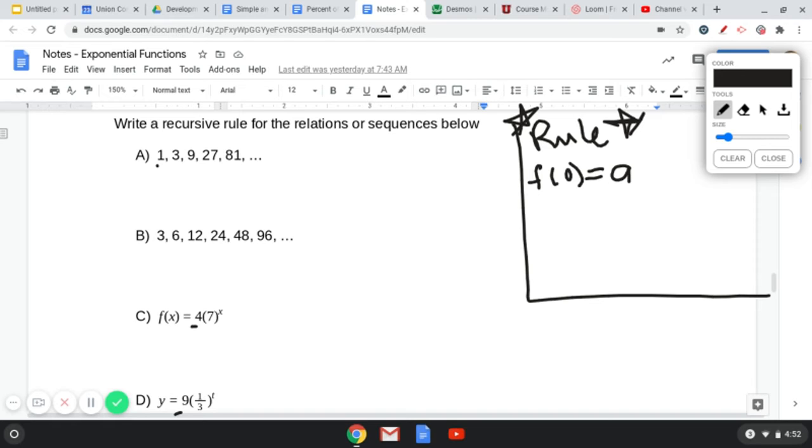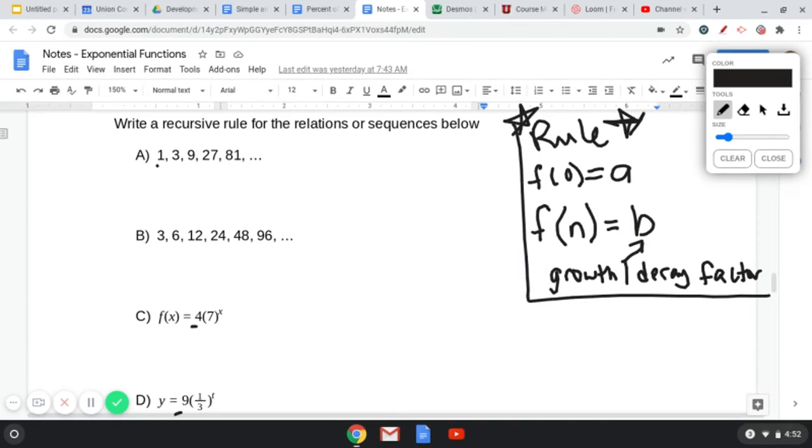Now, we can write a formula to find our nth term. So f of n is going to equal our growth rate, or our growth factor, or our decay factor, times our previous term, which is f of n minus 1. And class, this will make sense if we can see some examples. There's a lot of letters, but let's talk about some examples. So we literally write this as our rule right here.